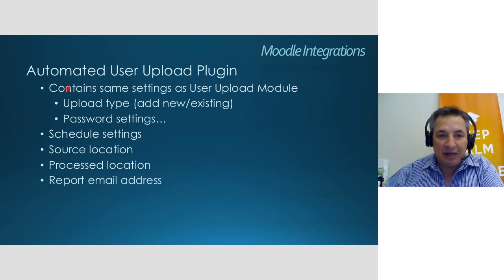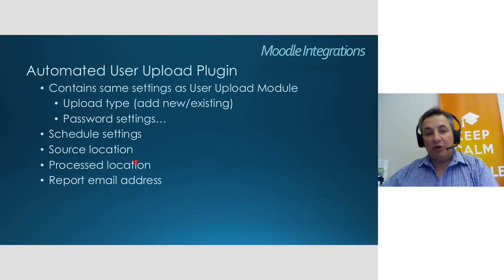So to set up this plugin, you just copy whatever settings you would have had on your user upload and put that in there, plus your file locations. You'd have to go into Moodle and create a couple of new folders. For example, we'd have one under the Moodle data directory called user upload, and that would be the source folder that we would read from. And then underneath user upload, we'd have a /processed folder, so we would move the file out of that folder into the processed folder.